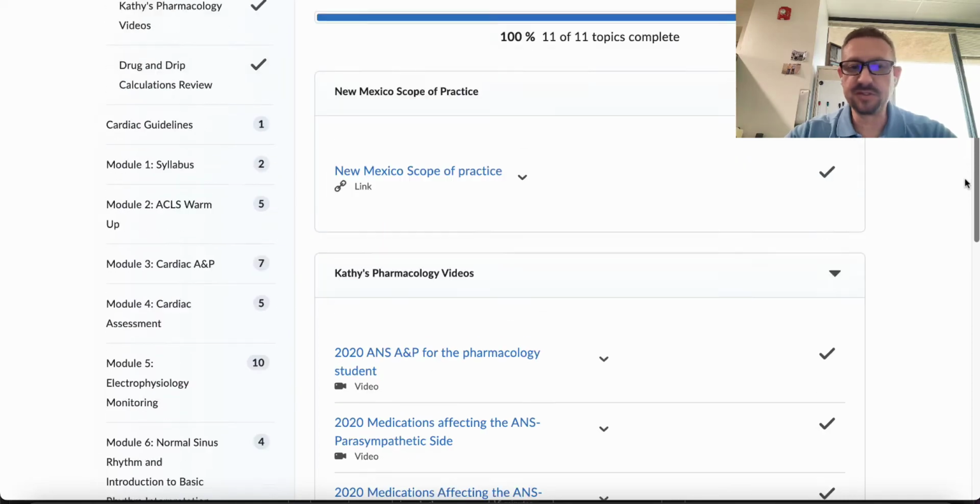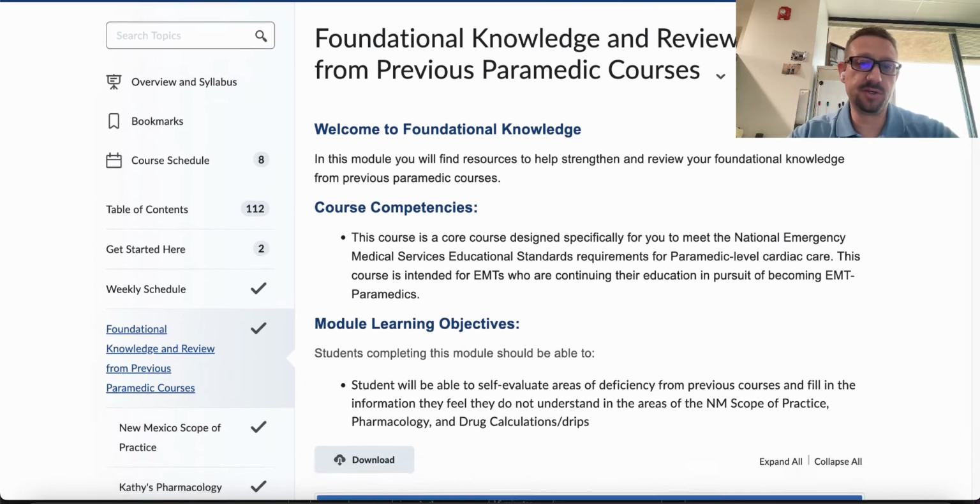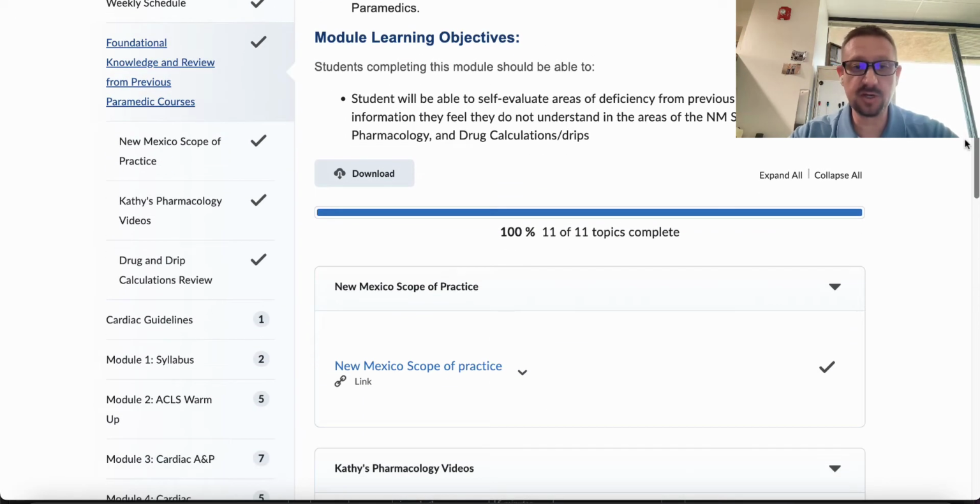All right, so for this module, it doesn't even have a module number, but it's called Foundational Knowledge and Review from Previous Paramedic Courses. Make sure this first week that you spend a little bit of time getting to know these resources and put a game plan together for when you want to cover them. Make sure you've covered them before you need the information later in the term, but I'll let you figure out how you plug that into your personal studying plan. If you have any questions about those docs, let me know.